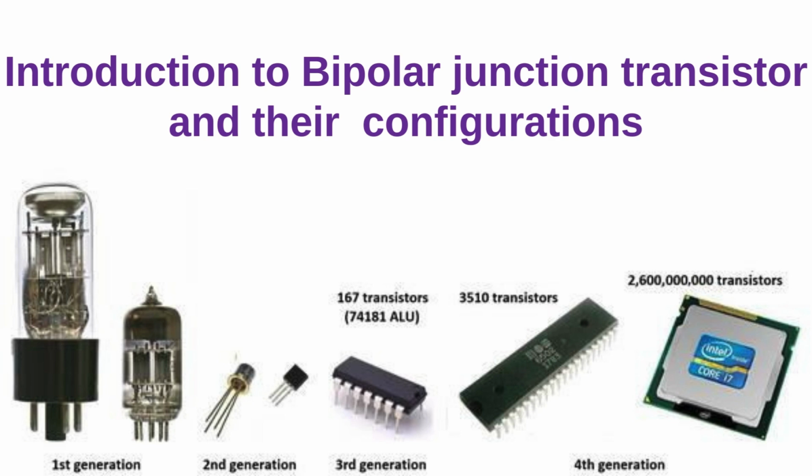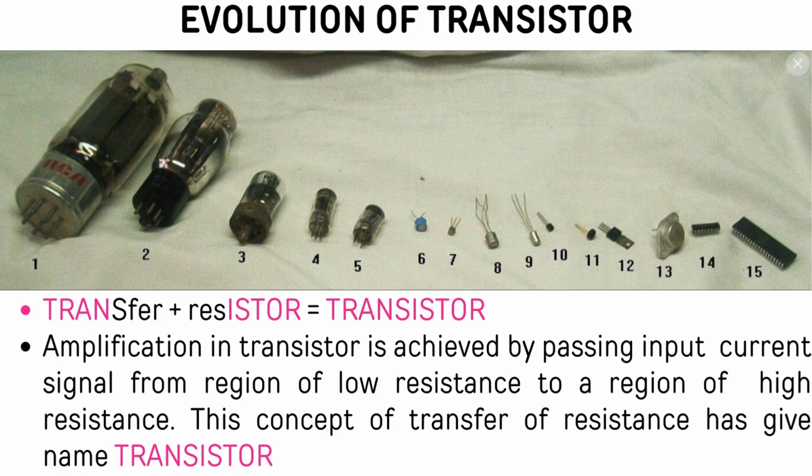In the third generation, which consists of ICs, a single IC may have 167 transistors. In the fourth generation, the IC consists of almost 3510 transistors, 2600 lakhs transistors. The evolution of the transistor: the size is reduced from the first generation to the fourth generation.